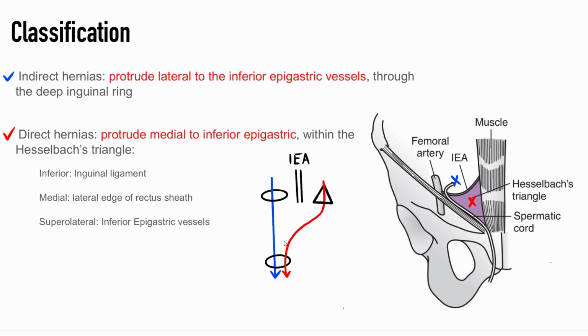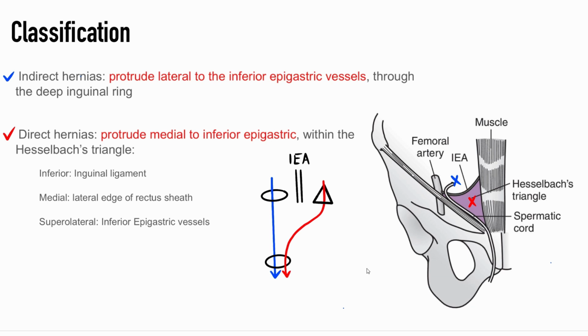This illustration at the bottom is another way of differentiating the two types. These two circles represent the deep and superficial rings. Beside we have the inferior epigastric arteries and Hesselbach's triangle, all of which correspond to the diagram on the right. Both types herniate through the superficial ring, but originate from different locations. Upon physical exam, during the inguinal occlusion test, differentiation may be possible, but this will be further discussed later.